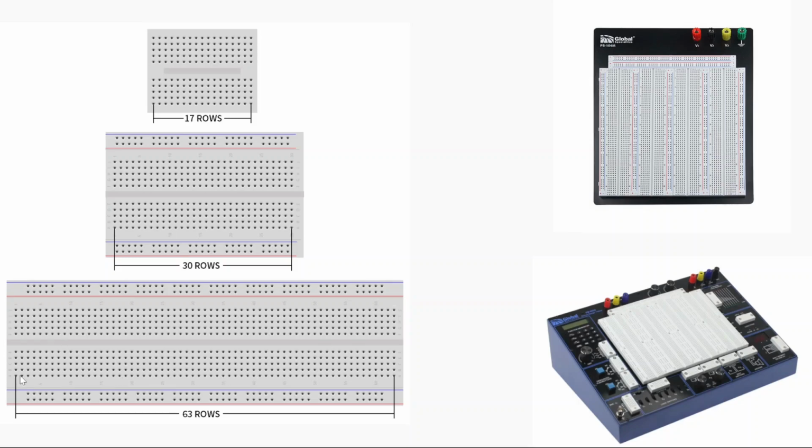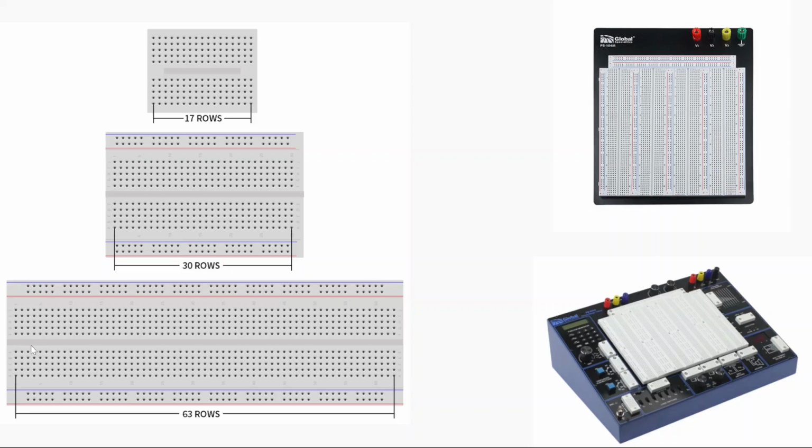Now the next thing is the internal area. In the internal area, I'm going to call this a column. All these columns are connected, but this column is not connected with this column.